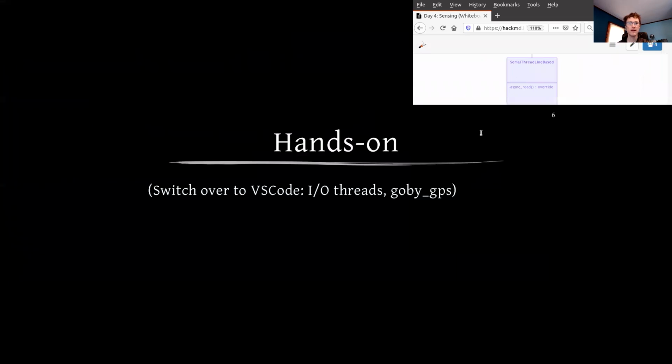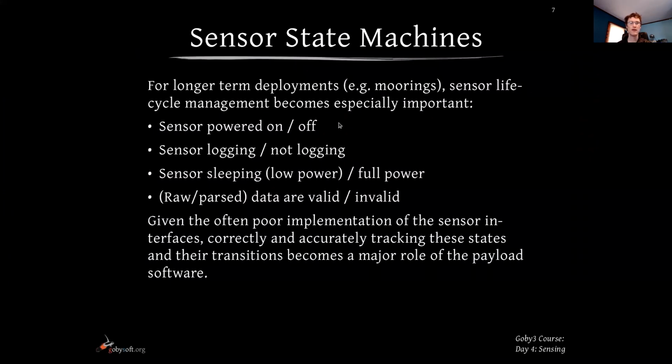And let's go back to the slides for a minute here and talk a bit about sensor state machines. So for longer term deployments, especially things like moorings, sensor lifecycle management becomes especially important for power and data management. Like, we don't need to log all the time. The science mission doesn't necessarily require it, and we don't have the power to do so.